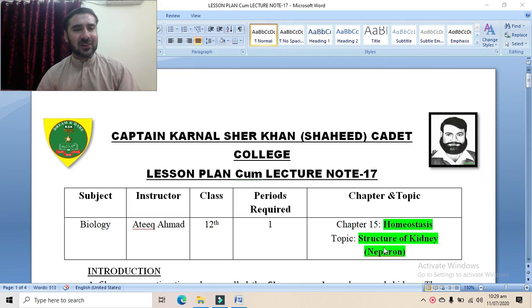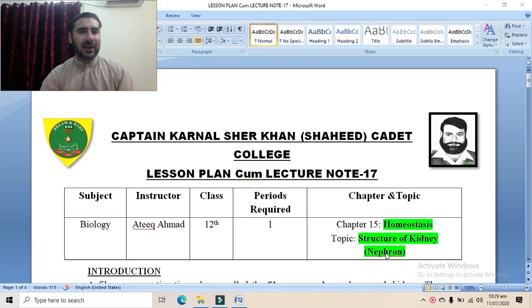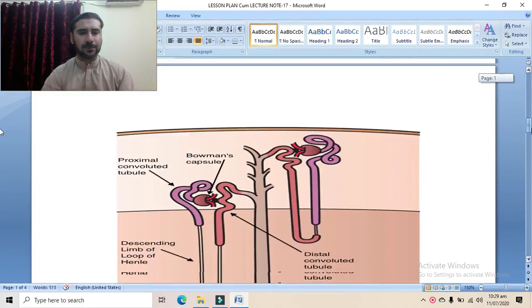Today we are going to study the types of nephrons. But first we will have an overview of the previous lecture, the structure of kidney, and specifically the structure of nephron, because nephron is the basic structural and functional unit of the kidney. So in the previous lecture we have studied the structure of nephron. Today we will study the types of nephrons.